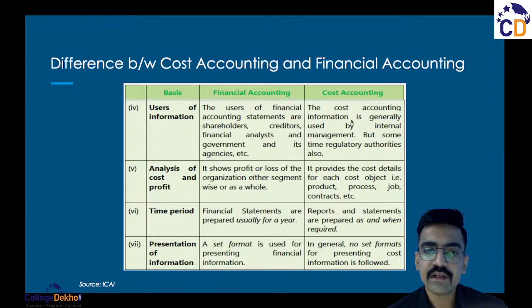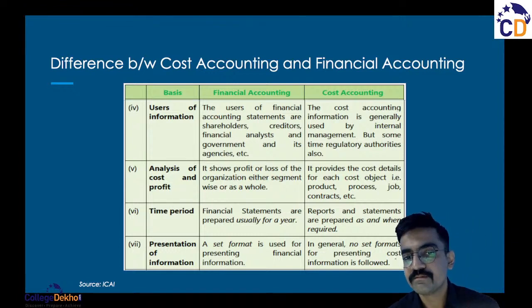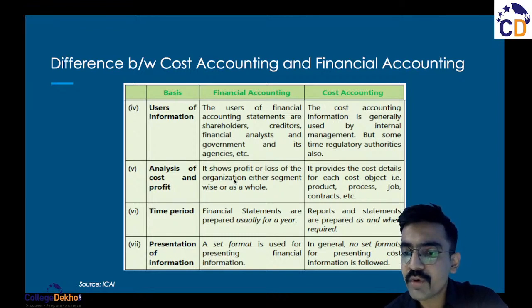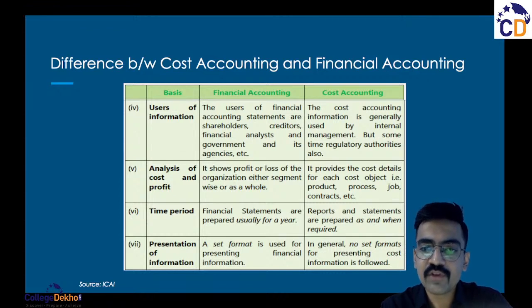of the company, right? Then on the basis of analysis of cost and profit, financial accounting shows profit or loss of the organization, either segment wise or as a whole. Alright, now cost accounting provides the cost details for each cost object, that is the product, process, job, contracts, etc. So it is a much detailed view into the different types of cost objects that exist in the company. While on the other hand, financial accounting is again a broad perspective of the financial performance of the company, or whatever is going on in different segments of the company, in different departments of the company.